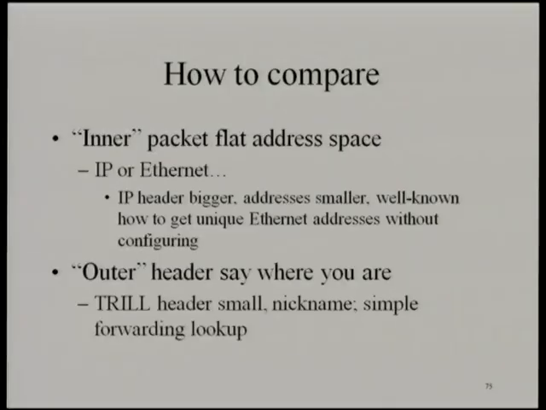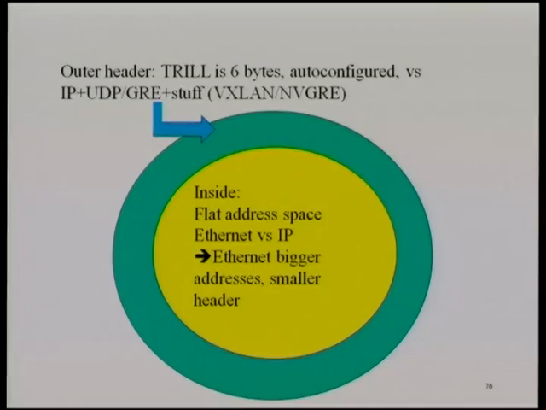So recently there's been a bunch of similar things invented. If you haven't heard these acronyms, congratulations, I wish. But, NVGRE and VXLAN, what are these things? They're basically the same thing: you have a flat address space and you put an outer header that says where you are. So, for instance, inside with Trill, the flat address space is Ethernet. And some of these other things have IP as the inner thing, and you treat IP as if it's a flat address.